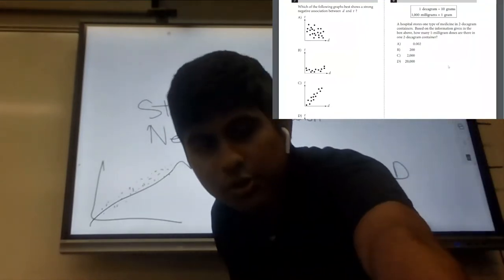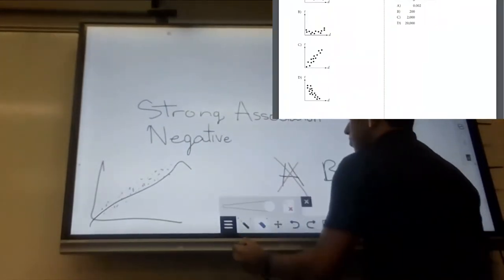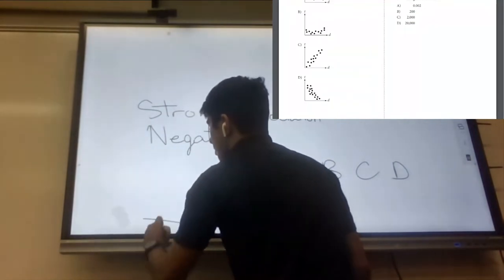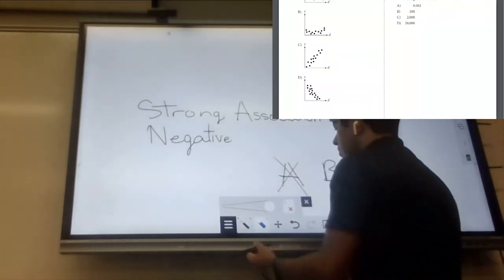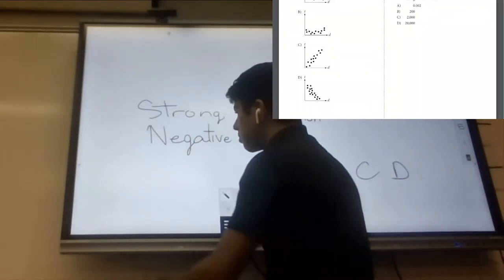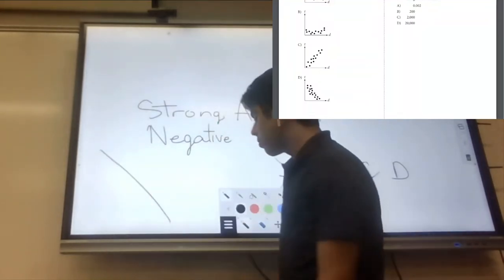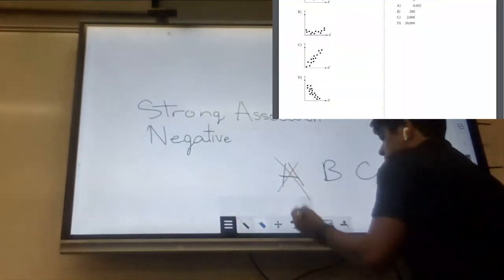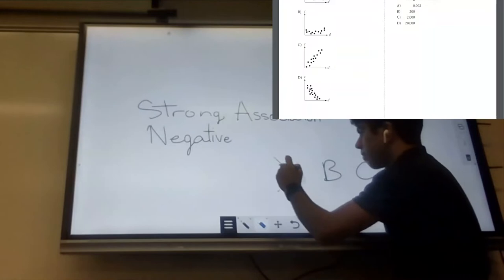And then if we look at choice D, you can see how that also you can draw a line through. I'm not gonna do all the dots again, but you can see pretty easily. You can just draw a line that looks like that on it. And that is going to give you a line. So we looked at the word strong association and we ruled this out, right? So we got rid of this.